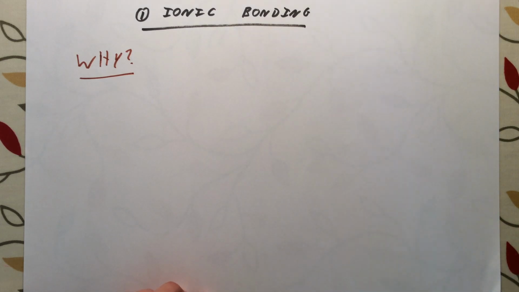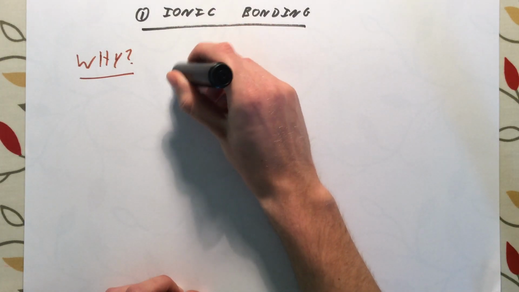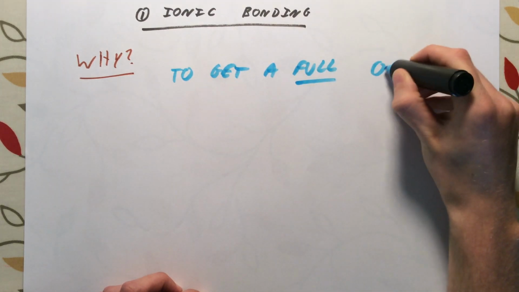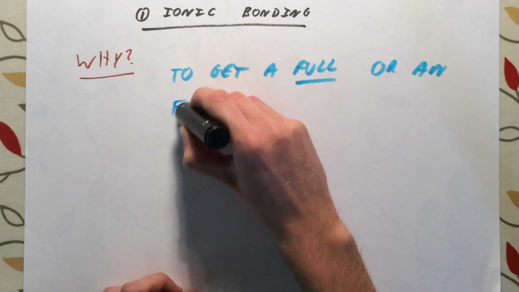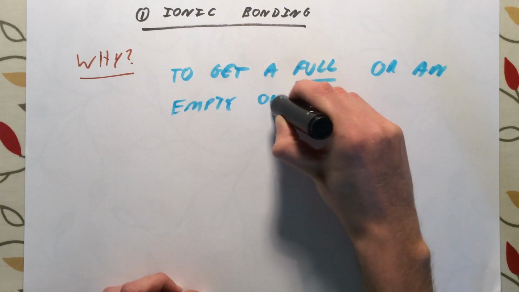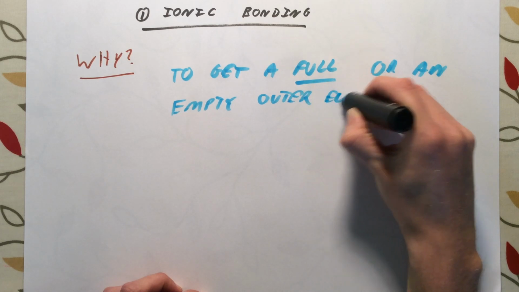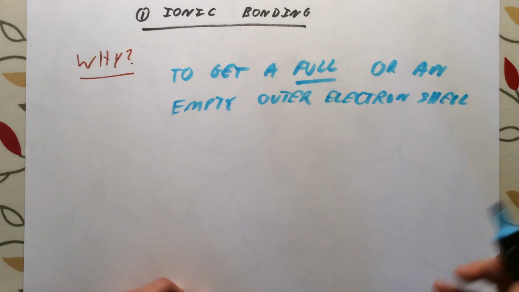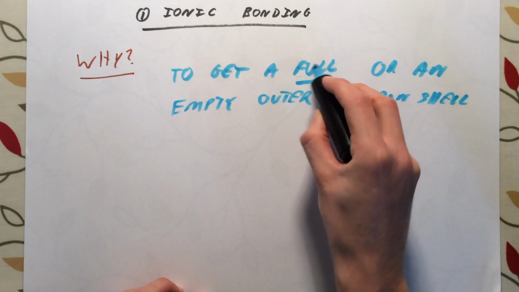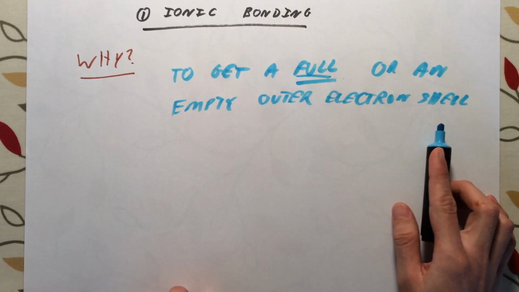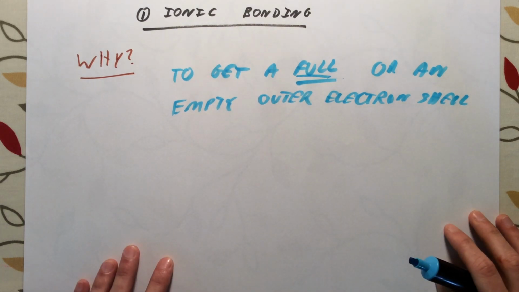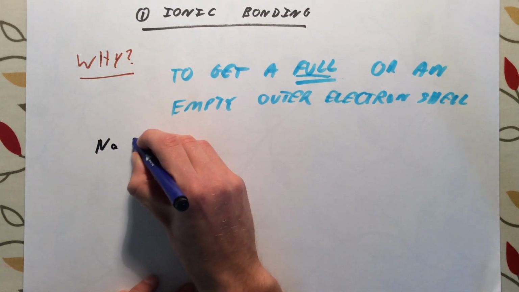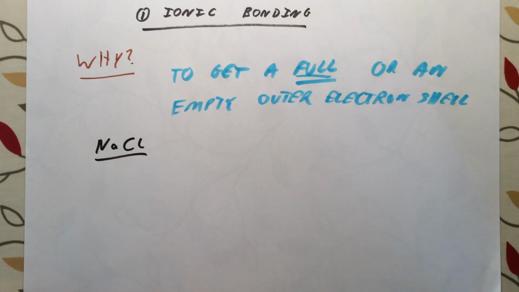So the absolute basics then, all atoms want to bond in order to get a full or an empty outer electron shell. Okay, so atoms are only happy, they're only stable if they've got a full outer electron shell or an empty outer electron shell. So to look at this in terms of ionic bonding, we're going to look at the compound firstly, NaCl, or sodium chloride.